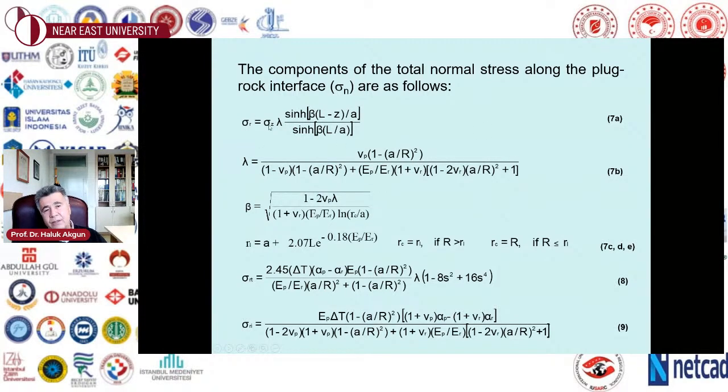Lambda is given by this equation, so this is for the radial stress due to an axial stress applied to this plug. Beta is given by this equation. RC again is the limiting radius, where all the shear stresses and axial displacements in the rock can be considered negligible. And sigma RT is the thermal radial stress due to the thermal axial stress within the plug or the plug-rock interface. And sigma RI is the constant radial stress because of the difference of the thermal radial expansions of the plug and of the rock.